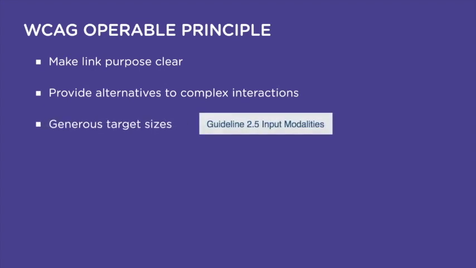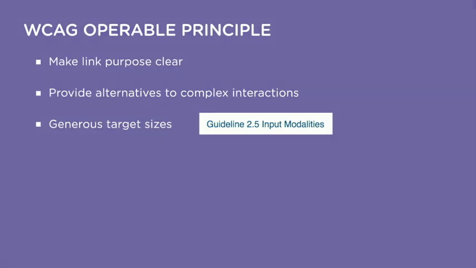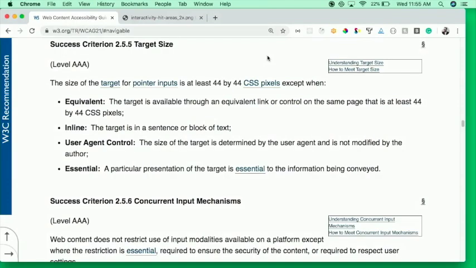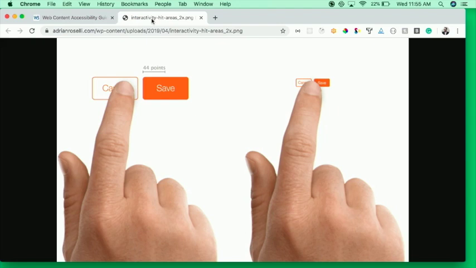In addition, the Input Modalities Guideline states that interface elements should be a minimum of 44 square pixels in size. You'll notice this is a AAA guideline, but I think it's a pretty critical one. As illustrated by Apple's UI design do's and don'ts, buttons that are too small or placed too close together are difficult to accurately tap with a finger.